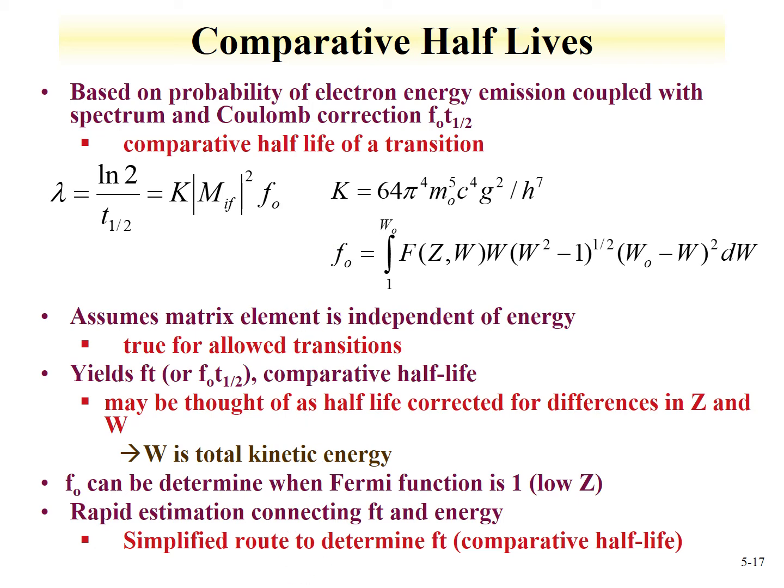So we can look at this Ft, or F naught T1/2. It's a comparative half-life, and this could be thought of as a half-life corrected for differences in Z, which accounts for Coulomb behavior, and W, which is the total kinetic energy. There's a rapid way for estimating Ft and energy. Then we'll show this equation.